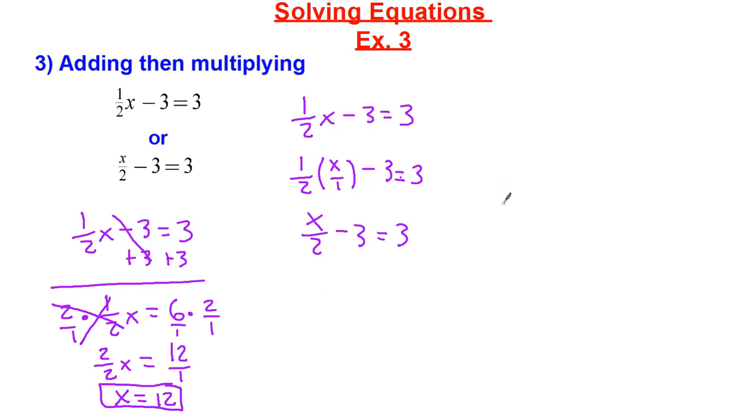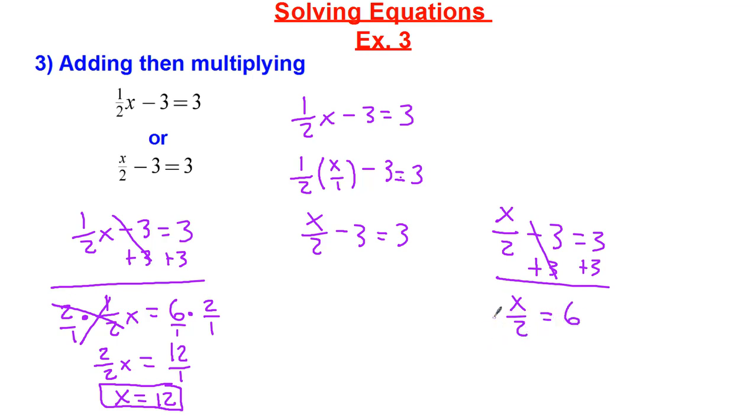Alright, so here is how we do it the other way. x over 2 minus 3 is equal to 3. Once again, I want to get to this x all by itself, but this minus 3 is in the way. So I'm going to add 3 here, and then I'm going to add 3 here. So I have x over 2 is going to be equal to 6.